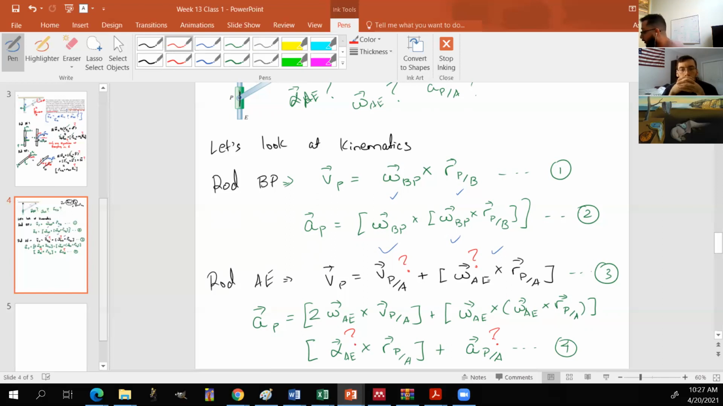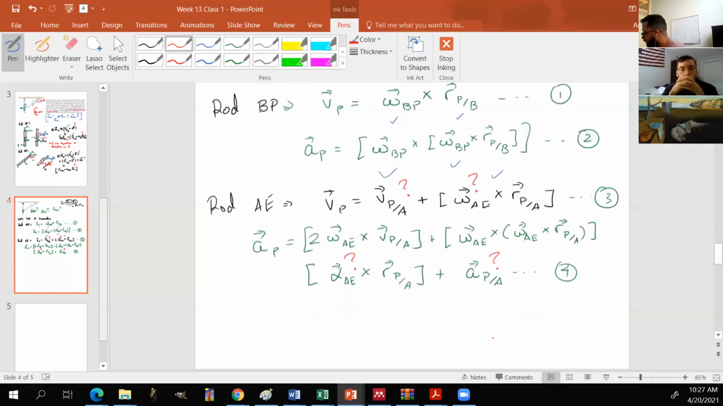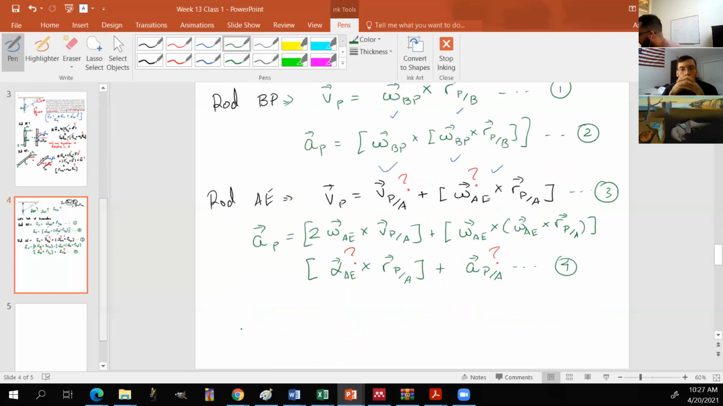It's just going to be along the rod. So now, by equating 1 to 3, it's the RHS, right? Because we're equating the motions of point P. So RHS of 1 equals RHS of 3, and RHS of 2 equals the RHS of 4. So you have 4 expressions for these 4 unknowns.